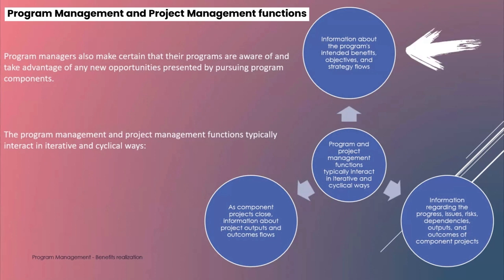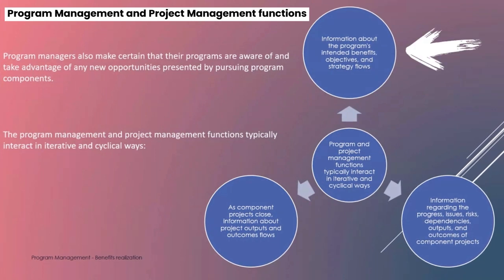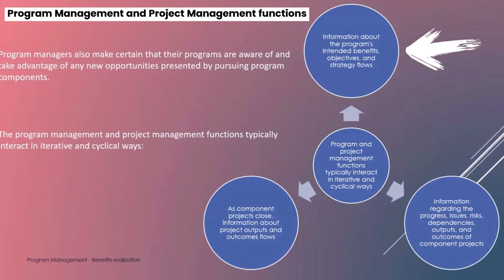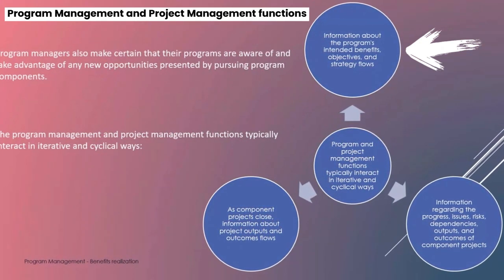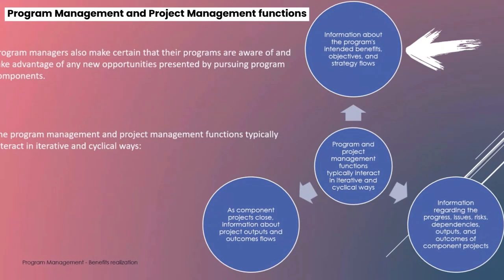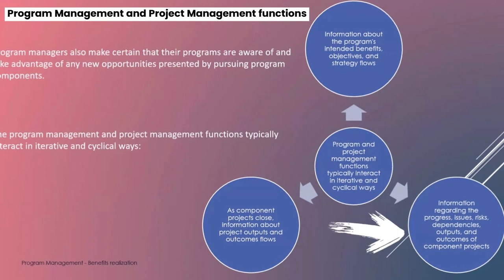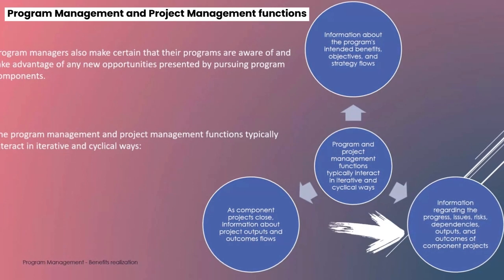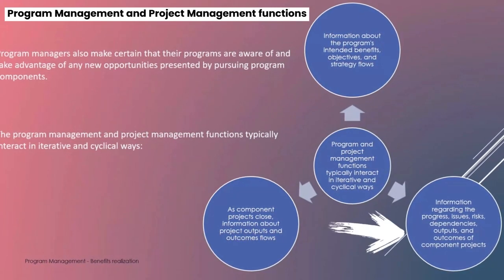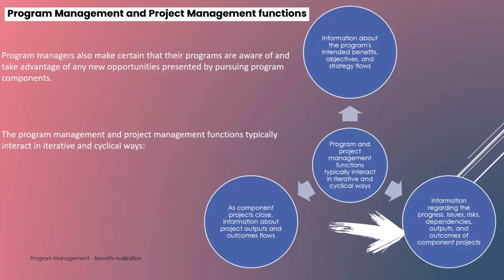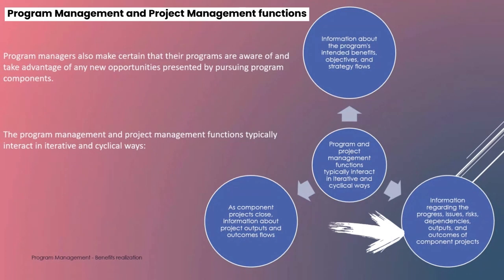Information about the program's intended benefits, objectives, and strategy flows from the program to its component projects during the definition phase. The program receives information about component project strategies, objectives, needs, constraints, and timing. Information regarding the progress, issues, risks, dependencies, outputs, and outcomes of component projects flows from the component project to the program and its other components during the program's delivery phase.